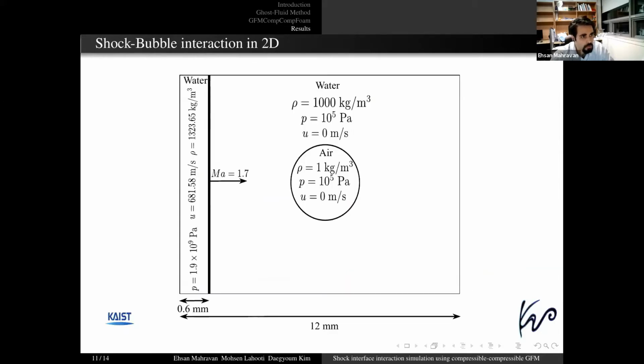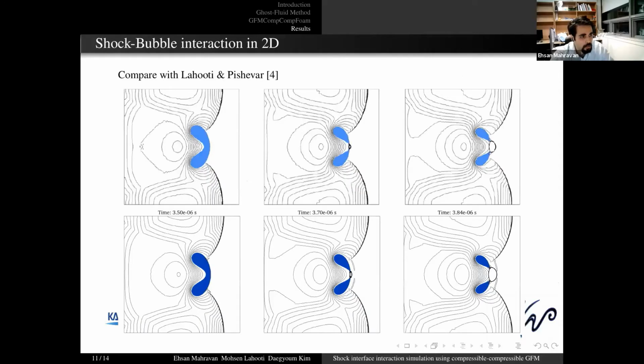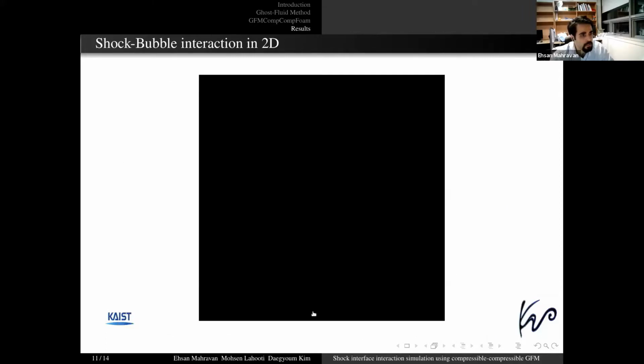And another simulation is in 2D and later a 3D case of the same parameters. So here is a shock wave with 1.9 gigapascal driving to the right with Mach number 1.7 and impacting an air bubble located in the middle of the domain. Here is a comparison with the reference, showing that the results are in good agreement with the reference.